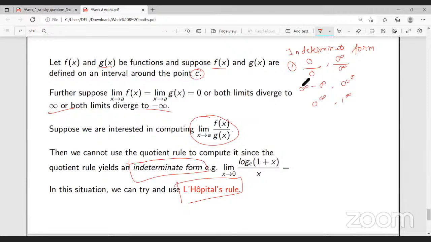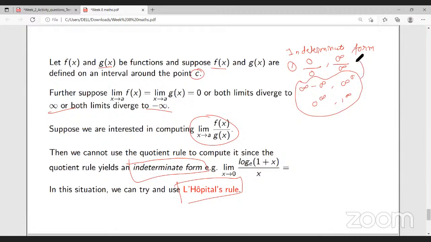If you come across this type of function, try to convert it into 0 by 0 or infinity by infinity form, and then apply L'Hospital's rule. We can apply L'Hospital's rule to these forms only, 0 by 0 or infinity by infinity. If you come across another indeterminate form, try to convert it into this form.